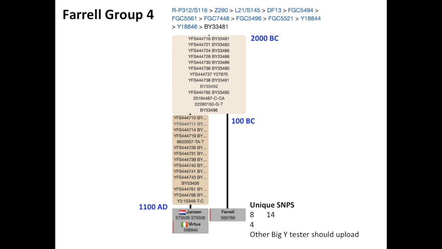It's almost as if 2,000 years ago, this guy had lots of sons. They all died out, and only one managed to make it through to the present day. You're looking at a very rare branch of humanity.